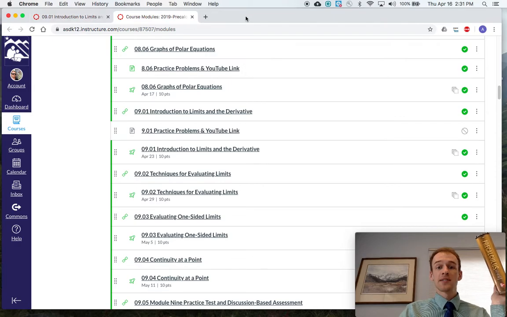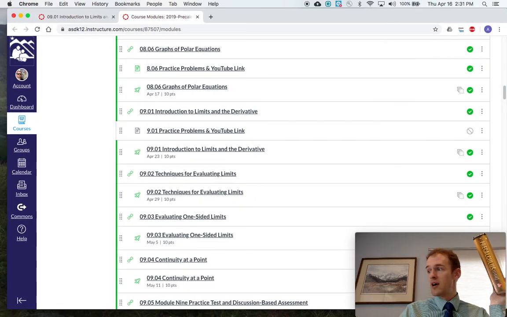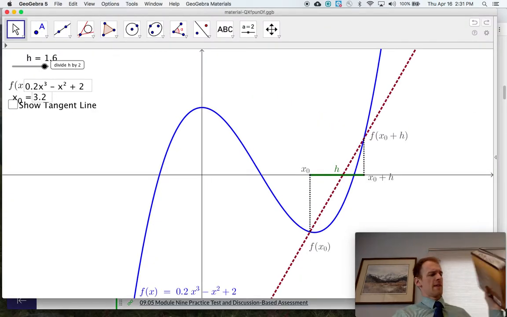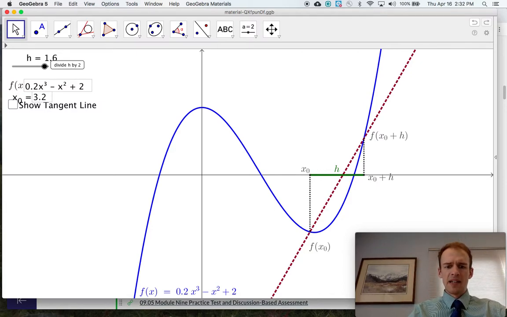Anyway, let's go to GeoGebra, where I am going to hopefully introduce this concept of derivatives successfully and implant it into your brains. Okay, so what is a derivative? Why is it important? And why is that the formula for it?